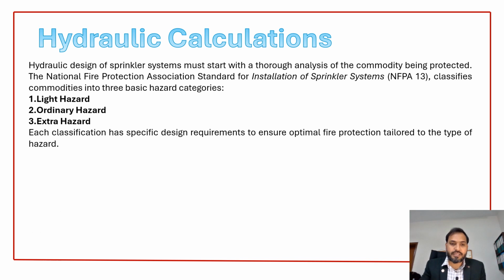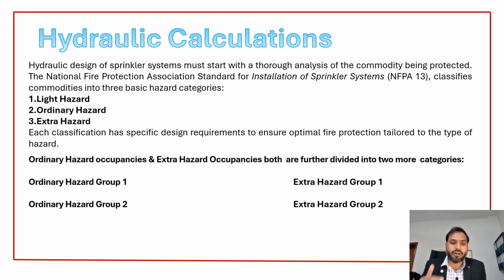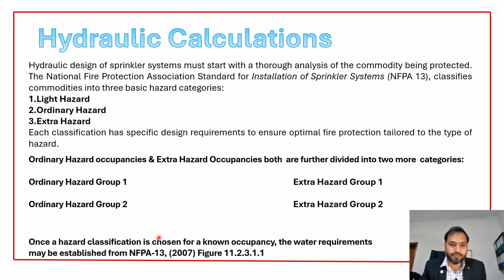Some hazards, like ordinary hazard and extra hazard occupancies, are both further divided into two more categories. Ordinary hazard is divided into group 1 and group 2. Extra hazard is divided into group 1 and group 2. So firstly you should know which type of hazard you are going to design the system for. Once a hazard classification is chosen for an occupancy, the water requirement may be established from NFPA 13, 2007, figure 11.2.3.1.2.